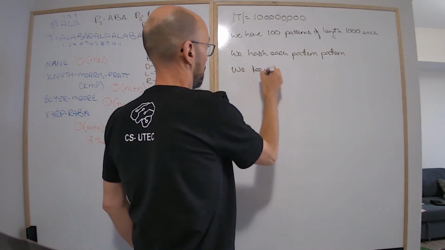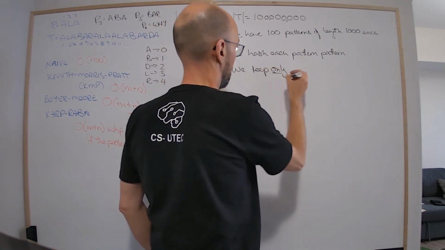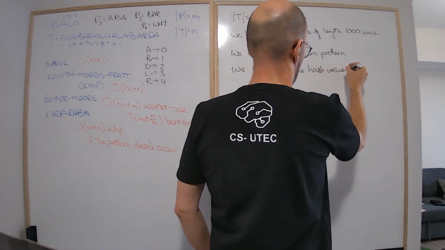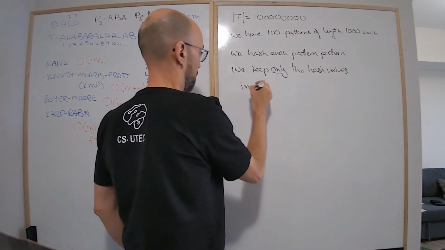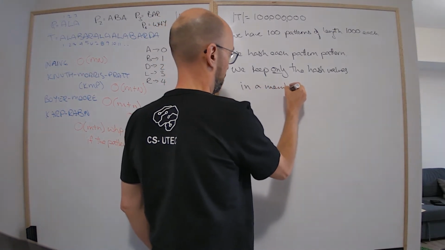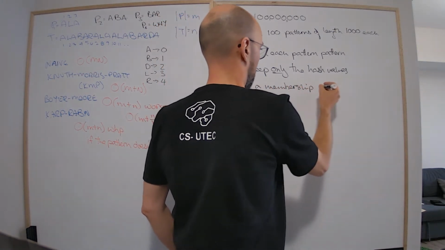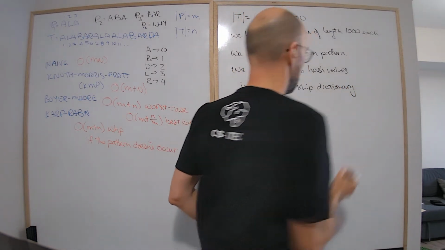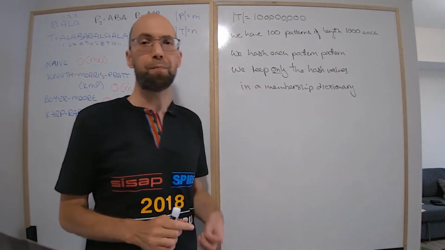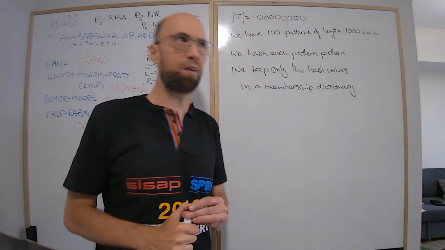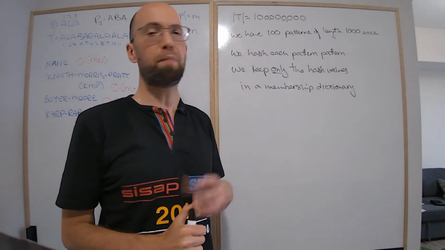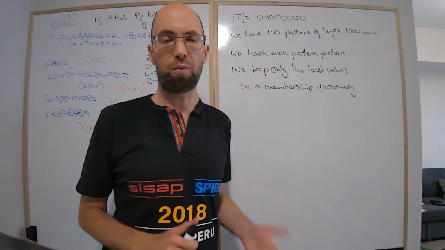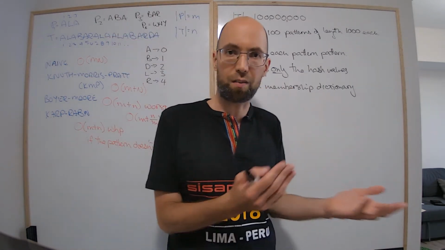We keep only the hash values in a membership dictionary. So what would we actually use? We'd use a hash table. The only problem with that is that we have hash values in a hash table. It sounds a bit confusing. But you could also use an AVL tree. You could use whatever you want, such that given a value, you can check if it's in your set.